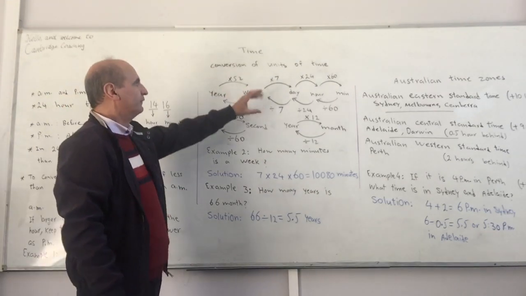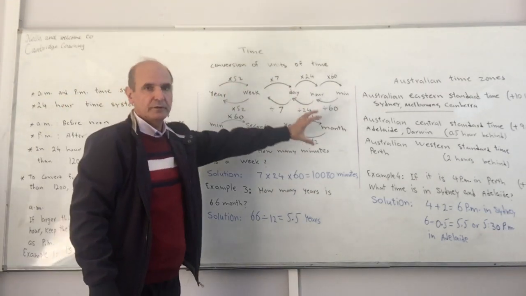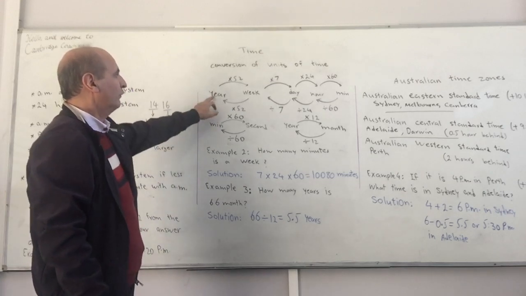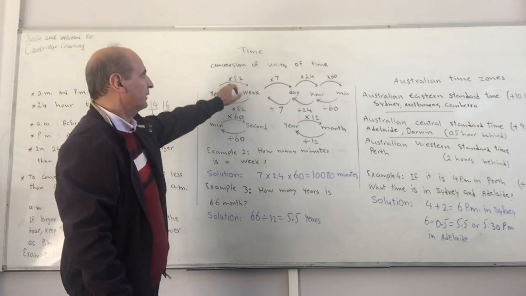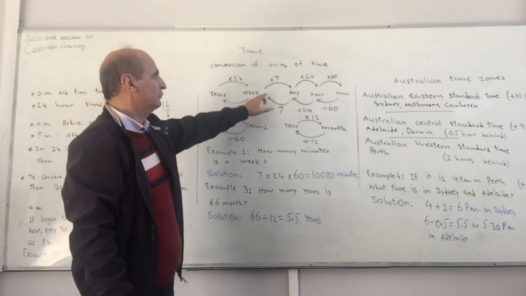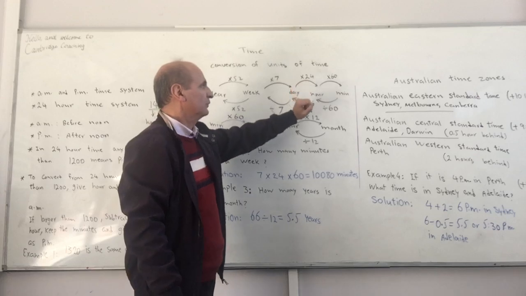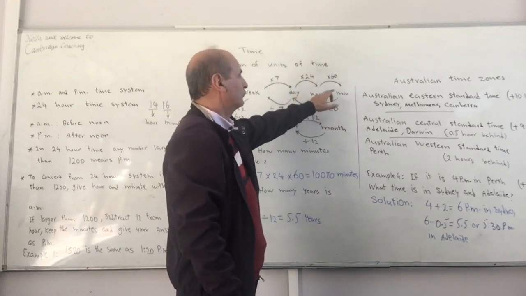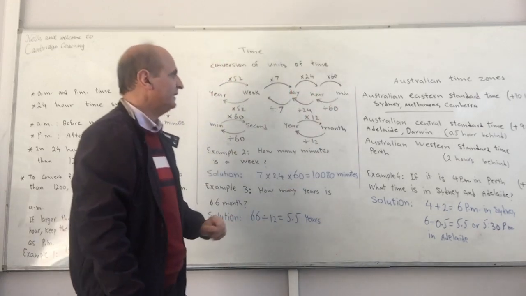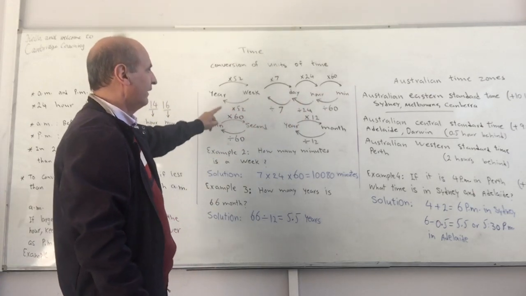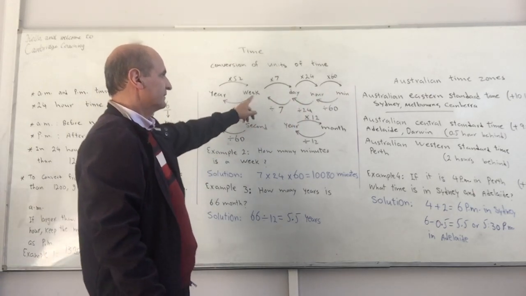For converting different units of time, we use this table. To go from year to week, times by 52, from week to day, times by 7, from day to hour, times by 24, and from hour to minute, times by 60. And if you're going backwards, divide by the same value.